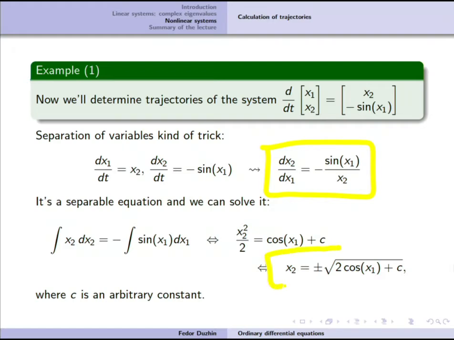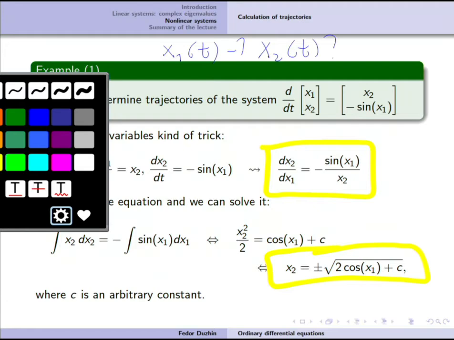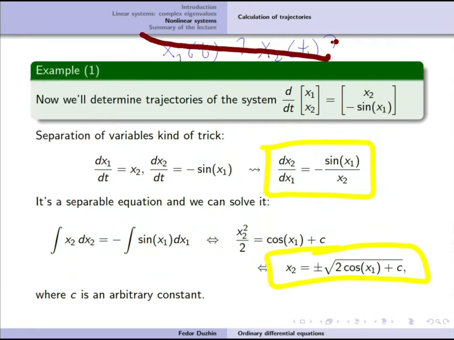And here is a solution. So we managed to find trajectories in terms of an equation on x2 and x1. Notice that we haven't solved the system, because solving the system would mean that we must find x1 of t as a function of t and x2 of t. How to do this? I don't know. It may be even impossible. So we don't know this. We only found an equation on x1 and x2.